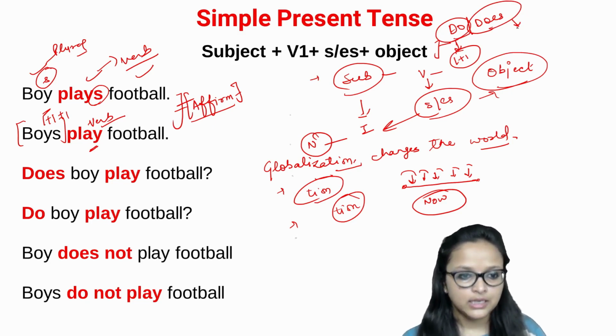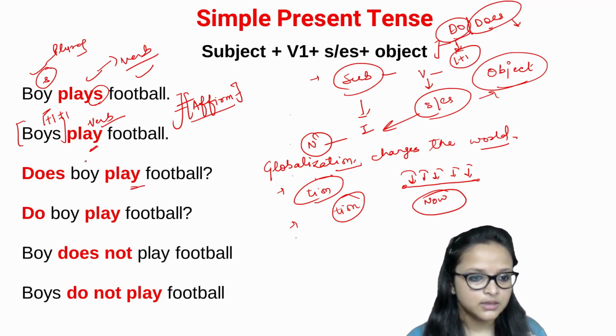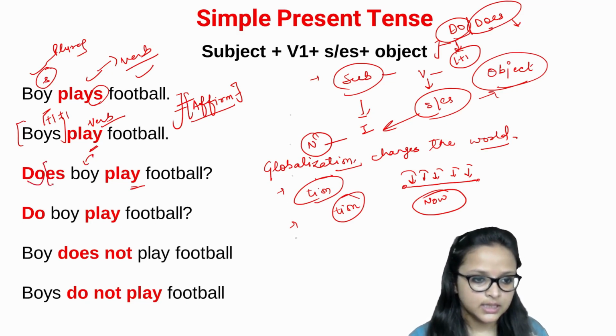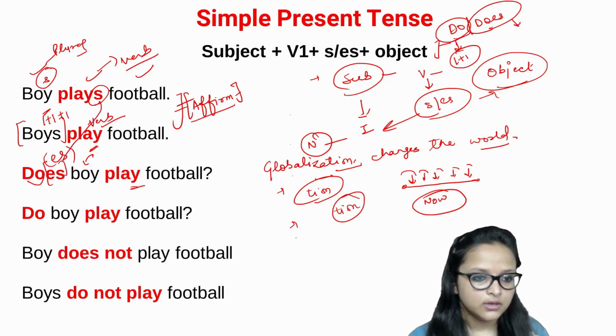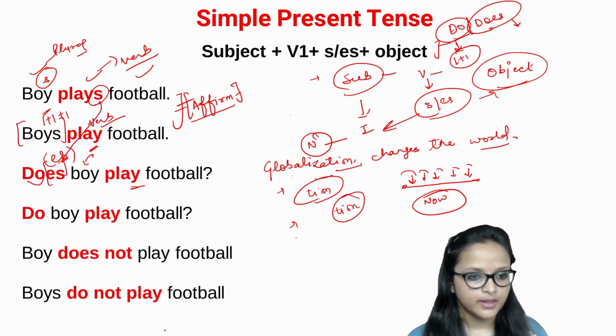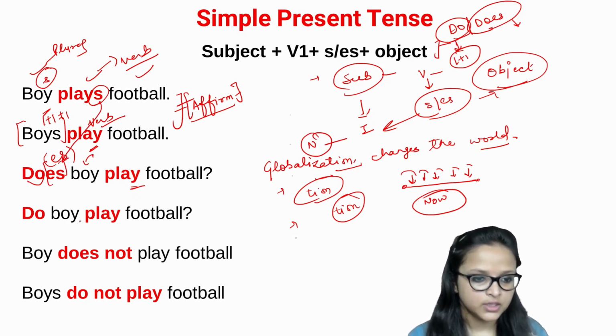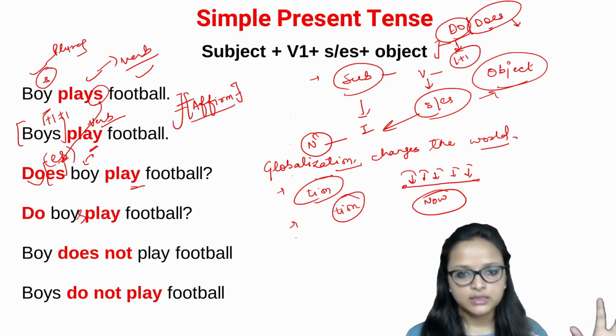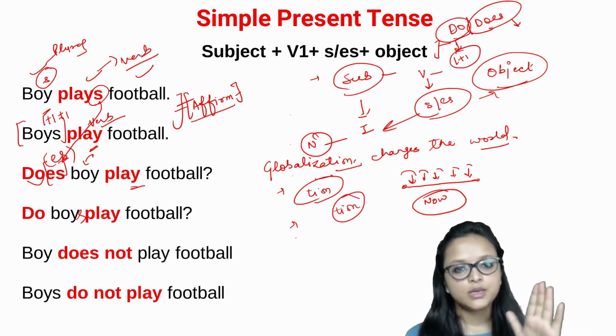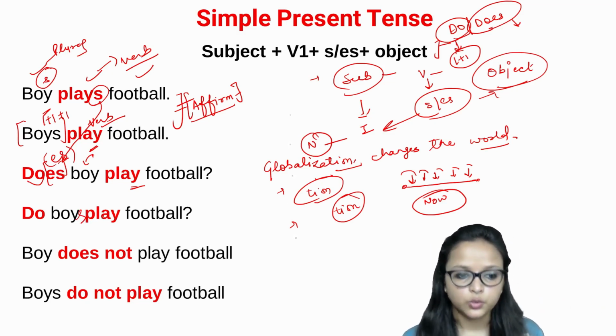Does boy play cricket? So you must be thinking why there is no s here, because there is boy, single, right? But this does contains es itself. So this s goes to does. Okay? So does boy play football? Do boys play football? All right. So when the subject is single, you need does. When the subject is plural, you need do.